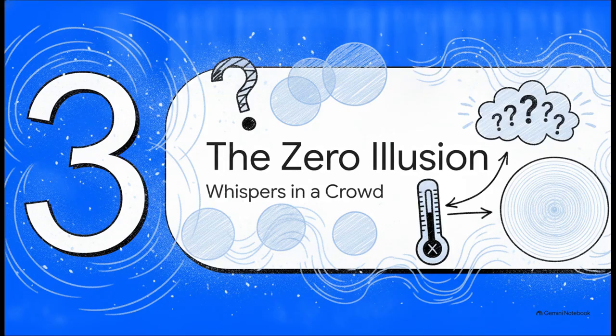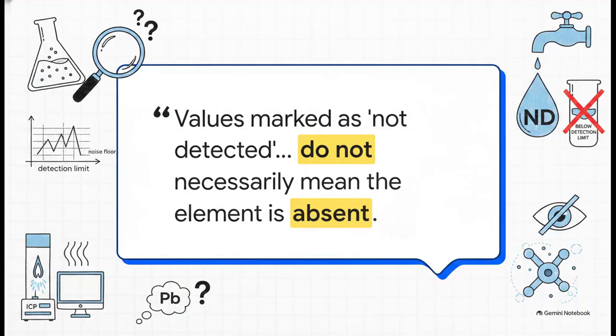Okay, moving right along to Section 3, the zero illusion, hearing whispers in a crowd. We're about to tackle one of the biggest misconceptions in scientific testing. Values marked as not detected do not necessarily mean the element is absent.